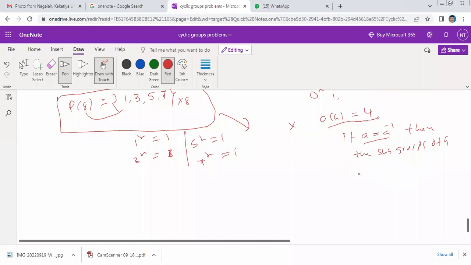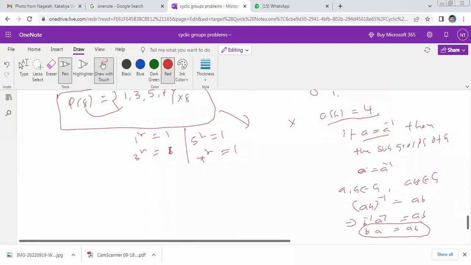Whenever A is equal to A inverse, this group is an abelian group. Suppose I take A, B belonging to G. G is a group, so AB also belongs to G. AB whole inverse is equal to AB. According to the formula, this is B inverse A inverse, which is equal to AB. B inverse means B, A inverse means A. So every element has a self inverse, and it is an abelian group.